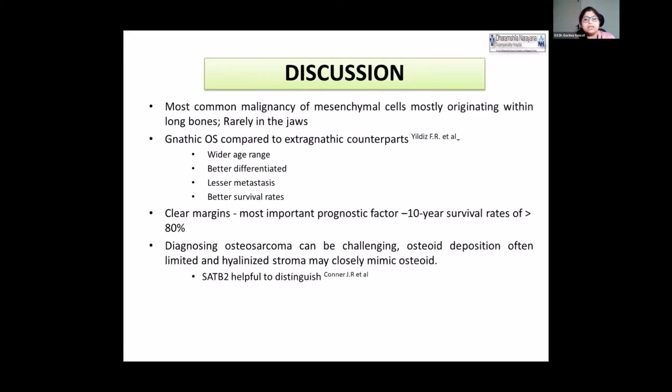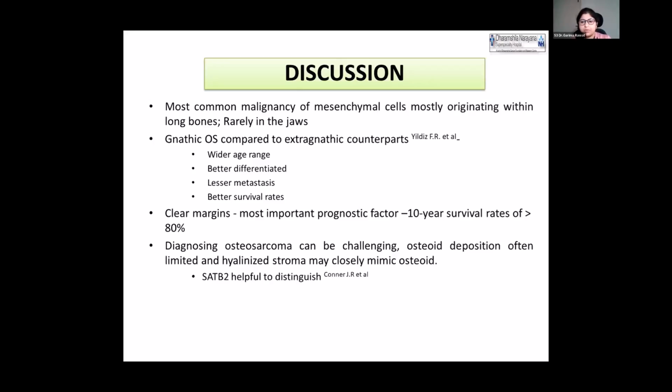Coming on to the discussion part, osteosarcomas are the most common primary malignancy of bone, mostly originating in the long bones, and these lesions are rarely seen in the jaws. Also, gnathic osteosarcomas are different from their extragnathic counterparts in various factors. First of all, the age range is usually a decade later in the gnathic jaws. The jaw osteosarcomas are better differentiated compared to the long bone osteosarcomas. The frequency of metastasis is also lesser in the jaw osteosarcomas. Also, the survival rates are better.